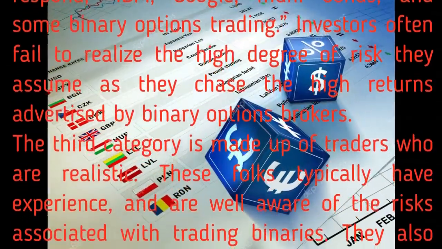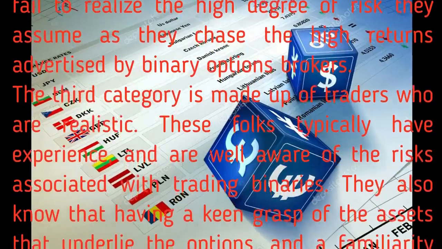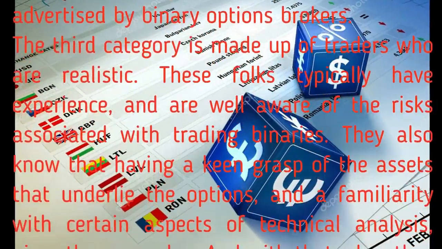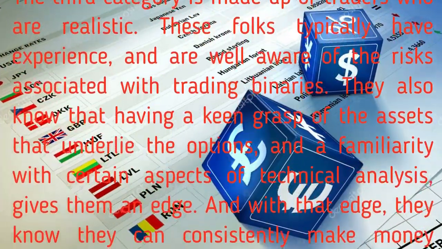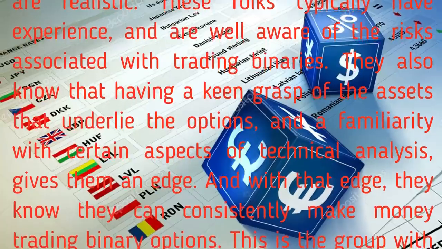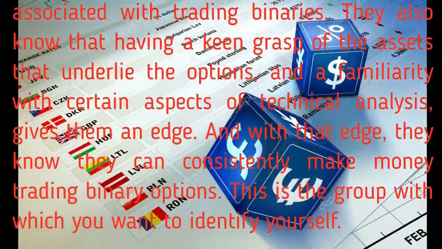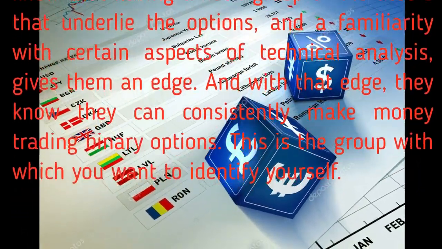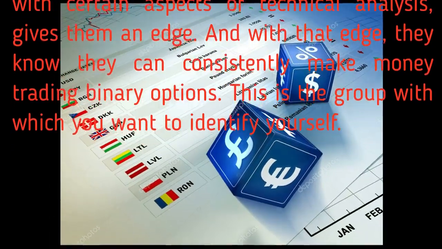The third category is made up of traders who are realistic. These folks typically have experience, and are well aware of the risks associated with trading binaries. They also know that having a keen grasp of the assets that underlie the options, and a familiarity with certain aspects of technical analysis, gives them an edge. And with that edge, they know they can consistently make money trading binary options. This is the group with which you want to identify yourself.